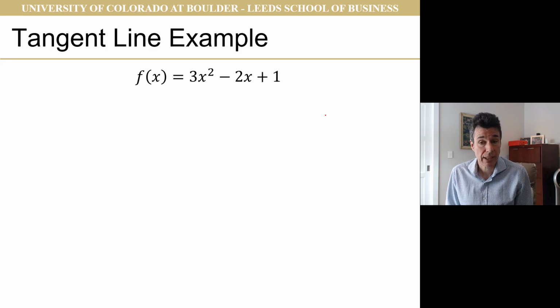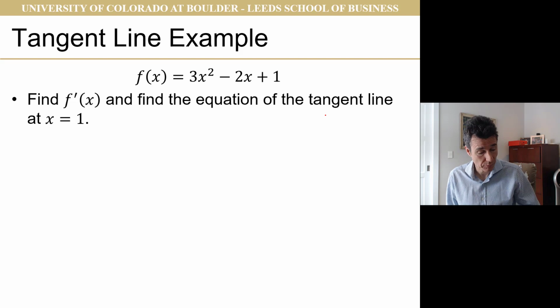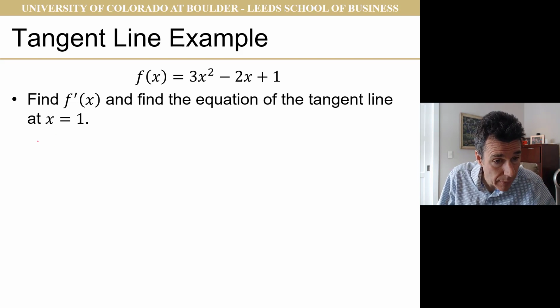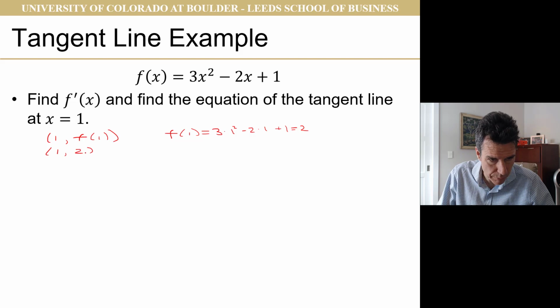f of x equals 3x squared minus 2x plus 1. We want to find the equation of the tangent line at x equals 1. Okay, so I need to find my point. My point is going to be 1 comma f of 1. So let's find f of 1 here. f of 1 equals 3 times 1 squared minus 2 times 1 plus 1. So that's 3 minus 2 plus 1. 3 minus 2 is 1, plus 1 is 2. So that's 2. So our point is 1 comma 2.